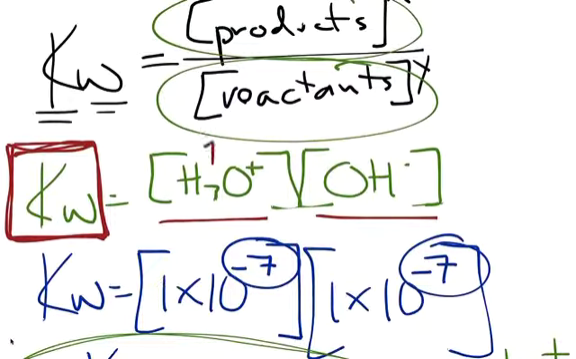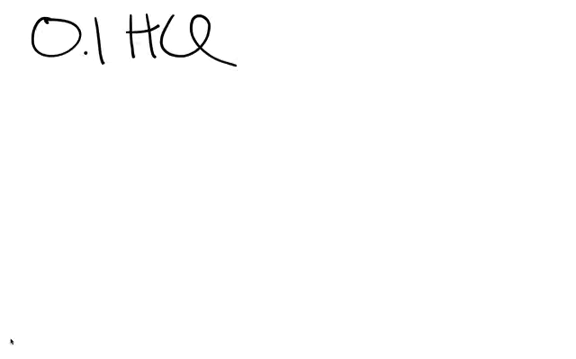So if we have an acid and the hydronium ion concentration goes up, the hydroxide ion concentration goes down. So if we know one, we will know the other. So let's do a sample calculation, something we might have had before. Say we have 0.1 molar hydrochloric acid.